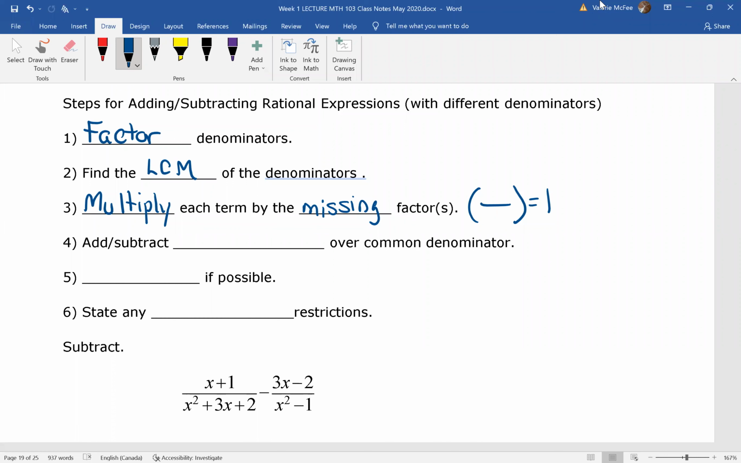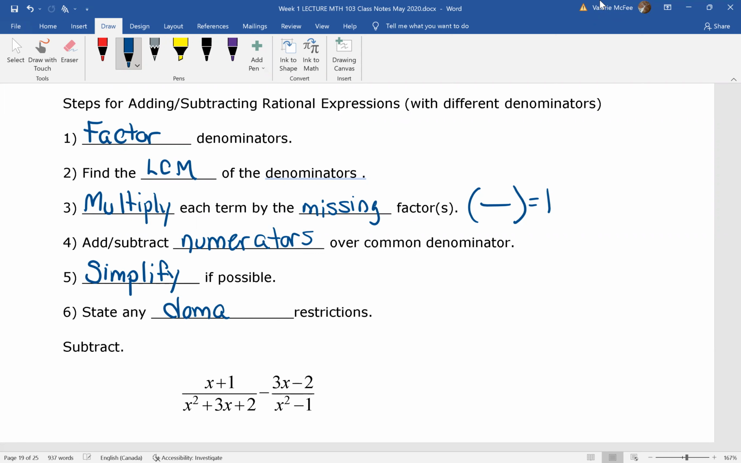Once we have a common denominator, we can add and subtract the numerators. Always simplify. Combine like terms. Check if you can factor and divide out any common factors. And then, for more practice, we're going to state any domain restrictions.